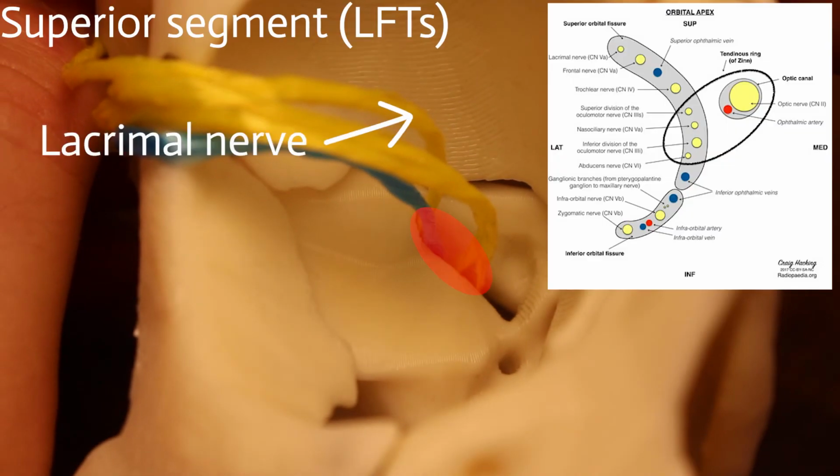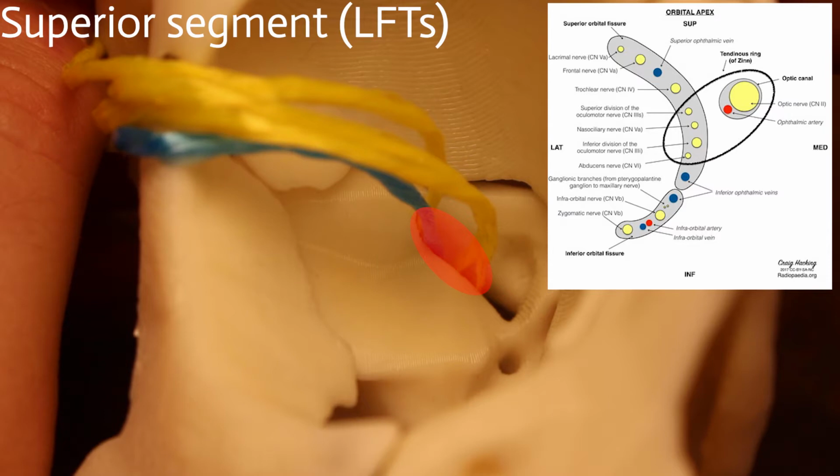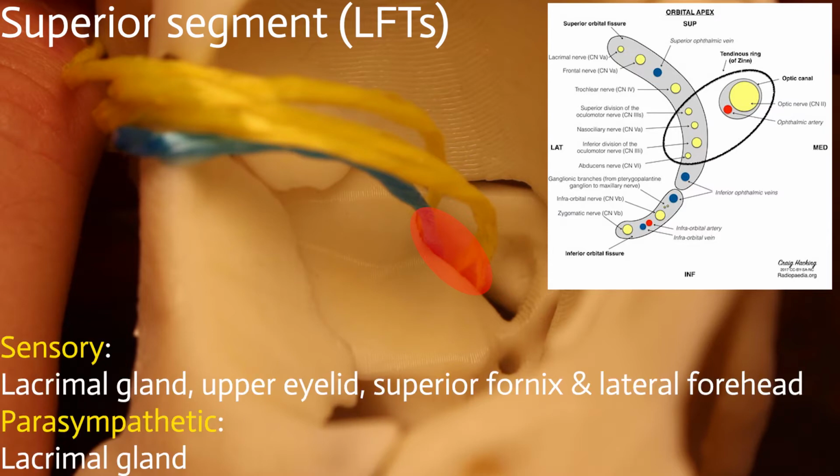The lacrimal nerve is the smallest branch of V1, the ophthalmic nerve of the trigeminal. The lacrimal nerve provides sensory innervation to the lacrimal gland, lateral upper eyelid, the superior fornix, and the lateral forehead. It receives parasympathetic fibers from the zygomatic nerve to supply the lacrimal gland.